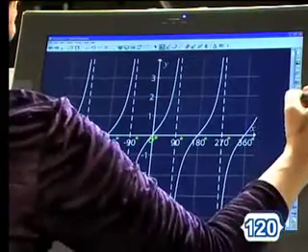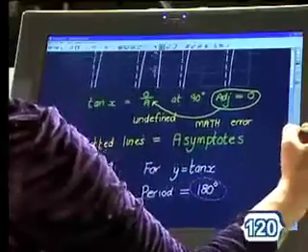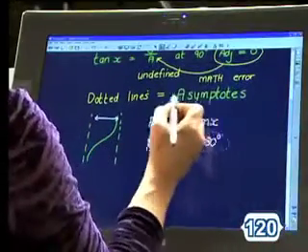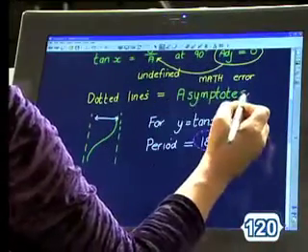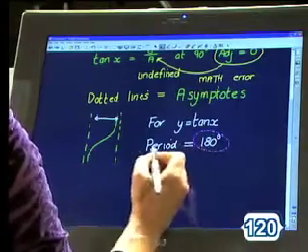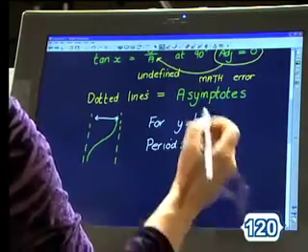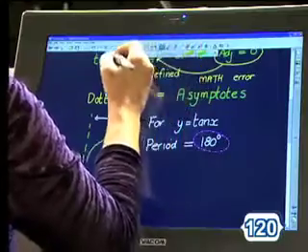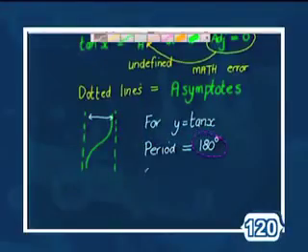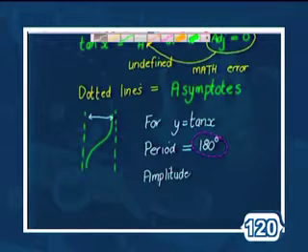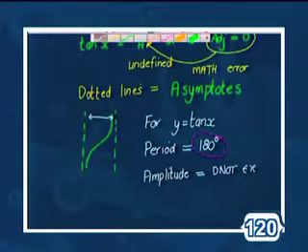So what important things do we need to know? First of all, we need to know that the asymptotes is the name for our dotted line. Next, we need to know that our period is 180. So, of course, this leads us then into what is our amplitude. All right? And for me, this does not have an amplitude. So I'm saying that it does not exist.